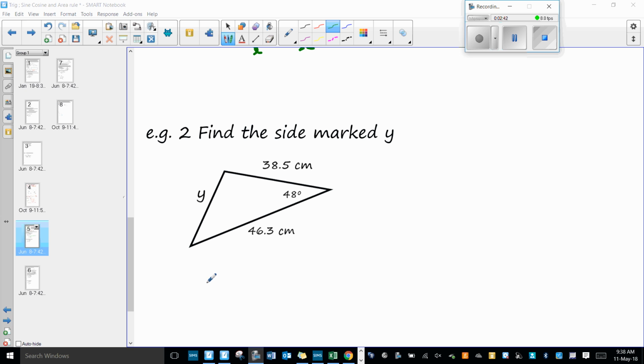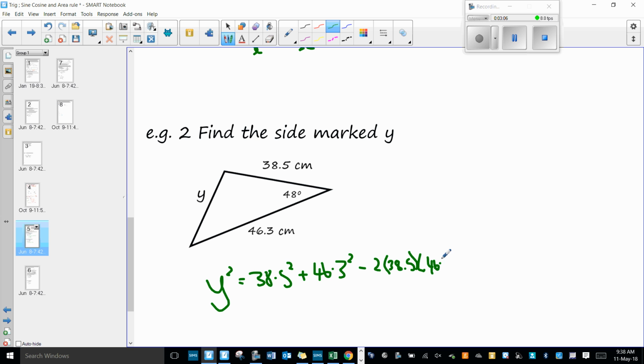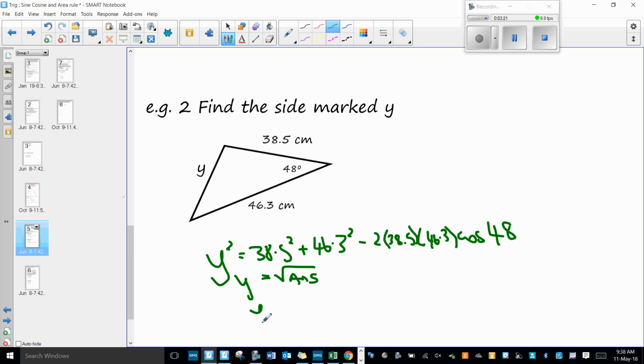So y squared equals 38.5 squared plus 46.3 squared minus 2 times 38.5 multiplied by 46.3 cos 48. And then y would be the square root of that. And then somebody other than Gabrielle is going to tell me 7. No, darling, this is 38 and this is 46. 7.76. All right, so we've got 35.2.